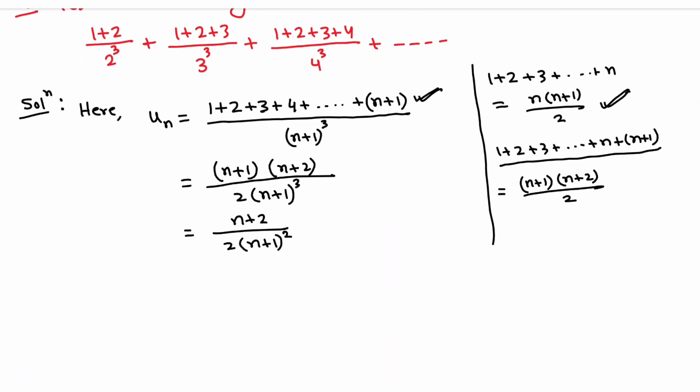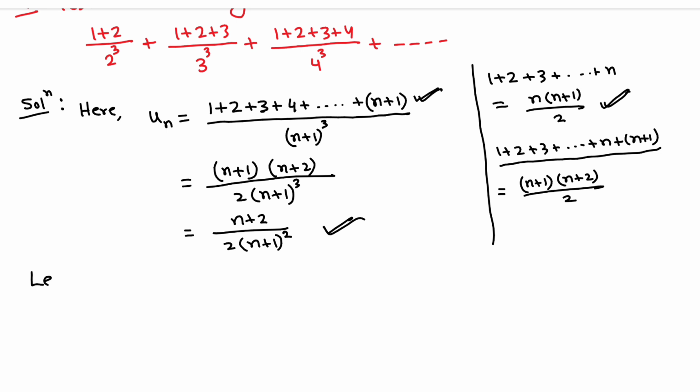This is your un. Now tell me, which test can you apply? Obviously the comparison test, because this is in ratio form and there is a degree difference. The degree of numerator is 1, the degree of denominator is 2, because the highest power of n is 2. So the degree difference is 1, and the smaller degree is obviously the numerator. So we have to take the n power in the denominator.